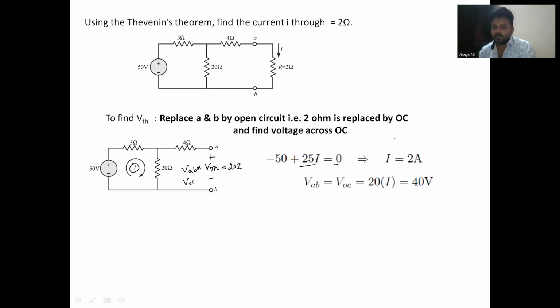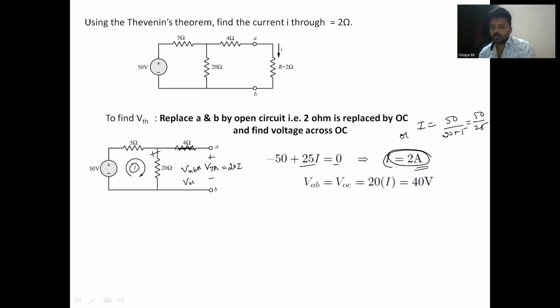If you are getting confusion, this is an open circuit, so the voltage across this resistor becomes 0. How do you find the current? The current I is given by 50 divided by 20 plus 5, because they act in series. 50 divided by 20 plus 5, that is nothing but 25. 50 divided by 25 is nothing but 2 amperes.